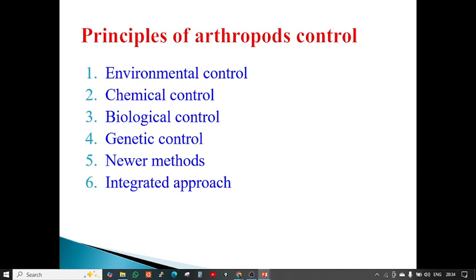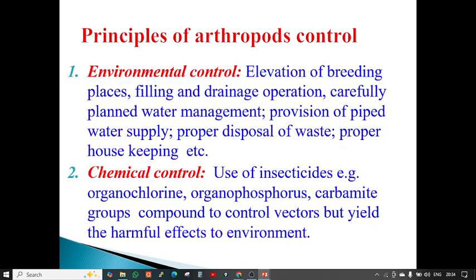First is environmental control. Second is chemical control. Third is biological control. Fourth is genetic control. Fifth is newer methods, and sixth is the integrated approach. So let's see. Environmental control: the elimination of breeding places of fleas, filling of drains, drainage operations, and so on. It is simple: just clean the environment, keep it neat and clean. Obviously, the mosquitoes and flies are then controlled. So this is environmental control.